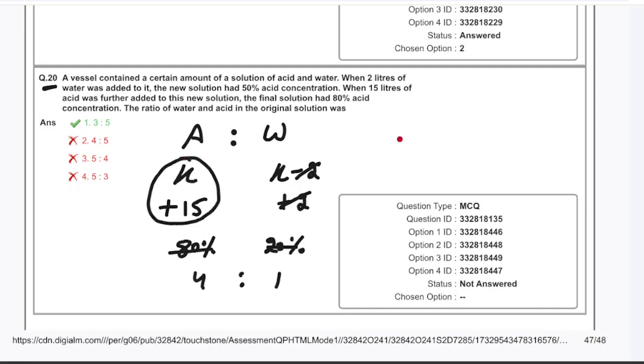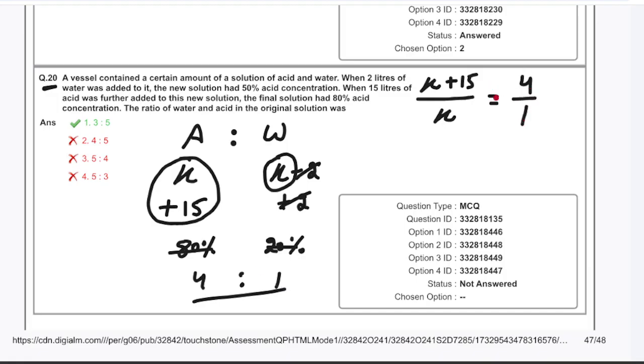Now acid, which we have, X plus 15, divided by water, which is X. The ratio is 4:1. Now if I cross multiply, we get X plus 15 equals 4X. That means 3X is equal to 15, so X is equal to 5.